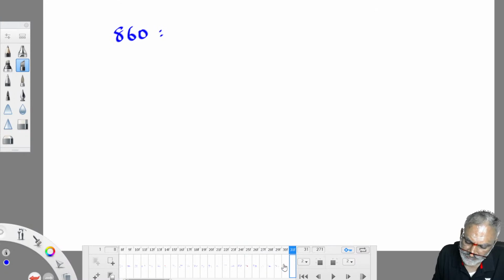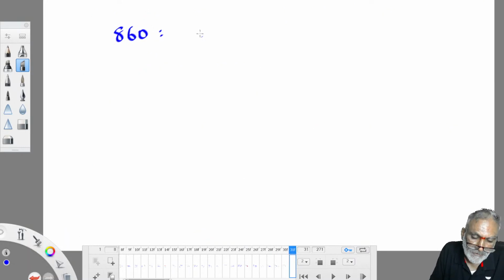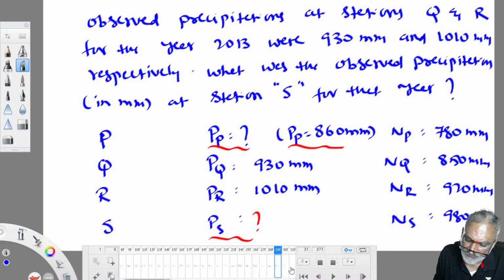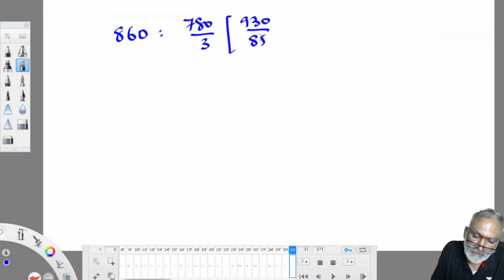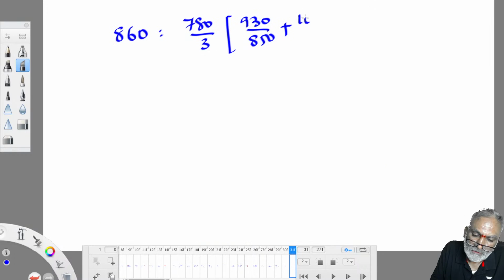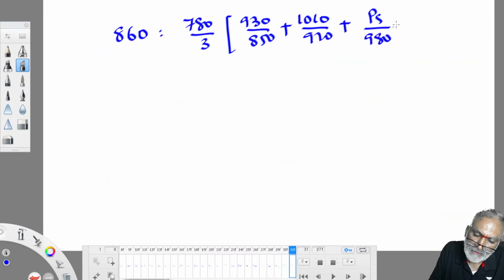So 860 into NP by 3, 780 by 3, into PQ by NQ, so 930 by 850, plus 1010 by 920, plus, this is missing, PS by NS. NS is given, 980. So what should be the observed rainfall data at PS so that we get missing rainfall data at station P as 860 mm? That was the question. So therefore PS is equal to, come on, find out.